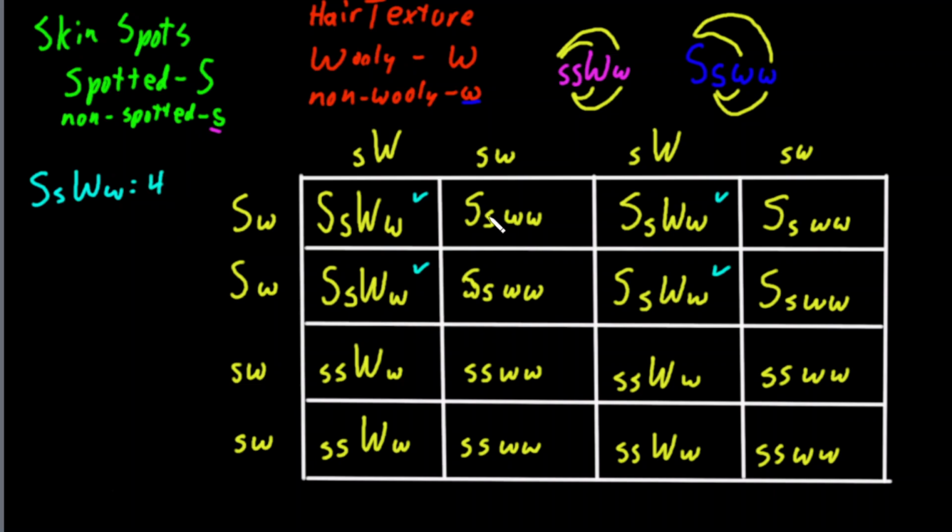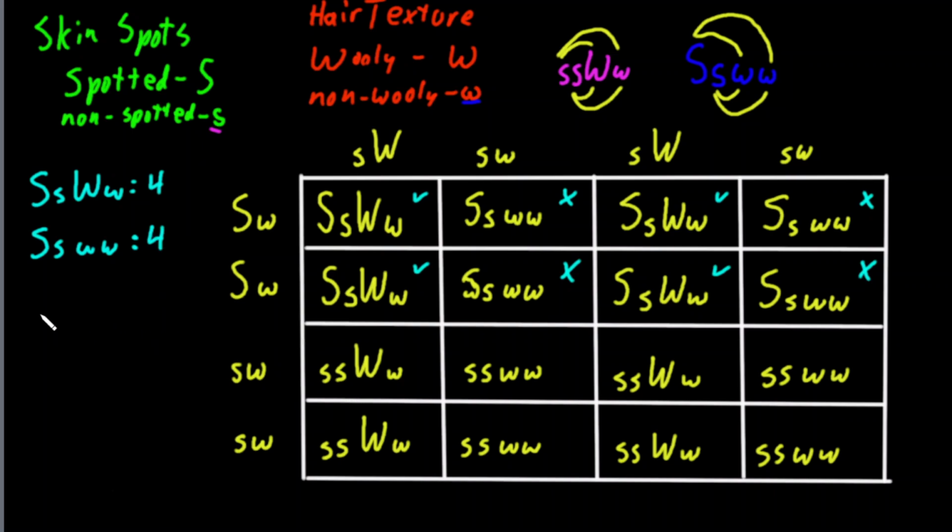All right, let's just move to my next one. Capital S, lowercase s, and then 2 lowercase w's, homozygous recessive for that. Let's count those, and I'll mark them with an X. 1, 2, 3, 4, and then again, those are all homozygous recessive for spots. So again, we have 4. I'm sensing a possible pattern here.